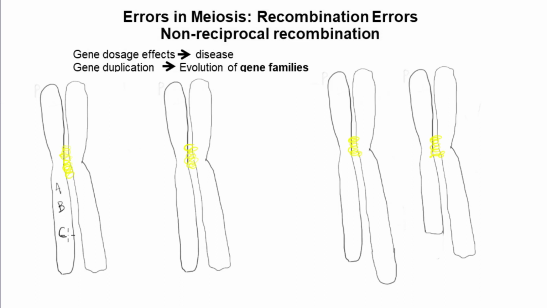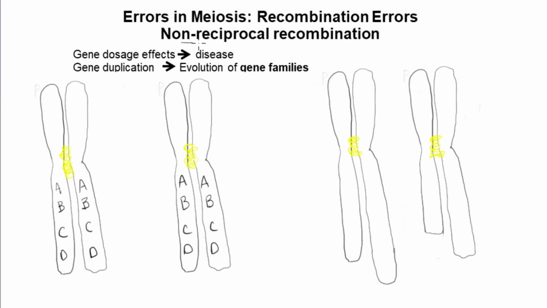I'll talk about a couple of different types of errors in meiosis. Errors that occur during recombination or crossing over, when DNA molecules are actually breaking and exchanging gene sequences, and errors of segregation, where there's a failure of the spindle checkpoint during meiosis and the chromosomes don't segregate properly. I'll start with recombination errors.